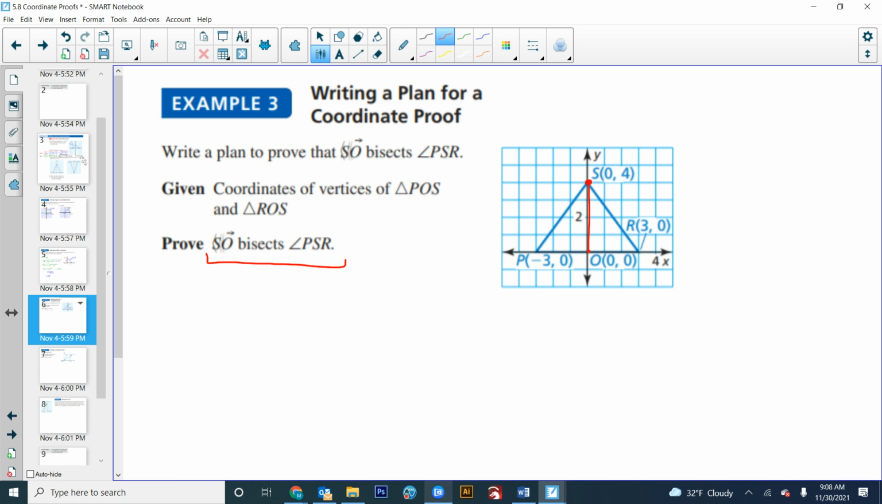Do you agree? If I could prove the triangles are congruent, then all the rest of the parts of the triangle have to match up. So watch. If I could show that these angles are corresponding parts in congruent triangles, and they're congruent, then that segment must have bisected the bigger angle up here at S. Does that make sense? Let me say it one more time. If I can prove that this angle is congruent to this angle, then SO must have bisected PSR. Make sense? All right.